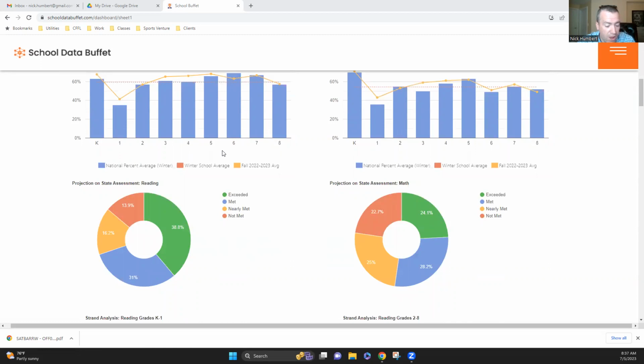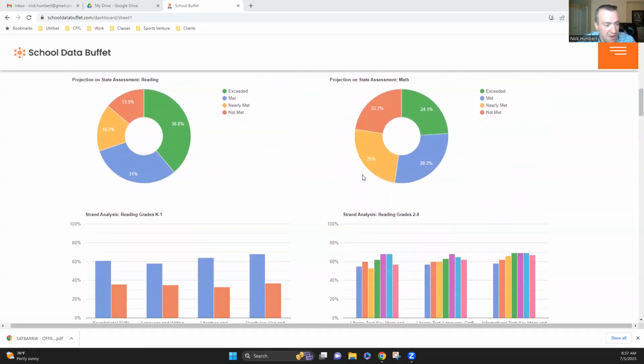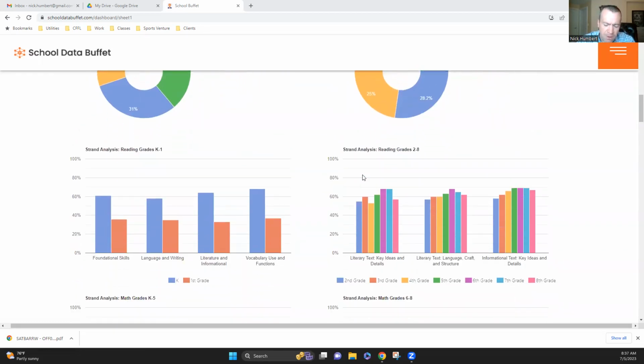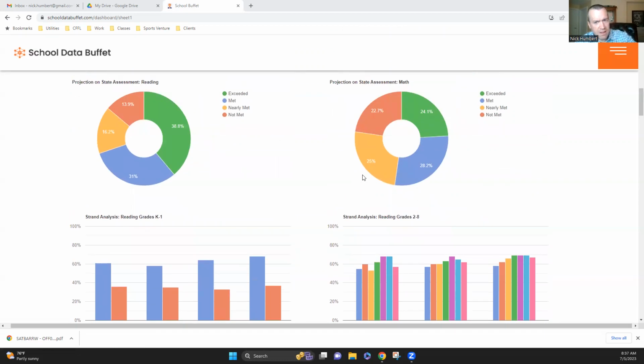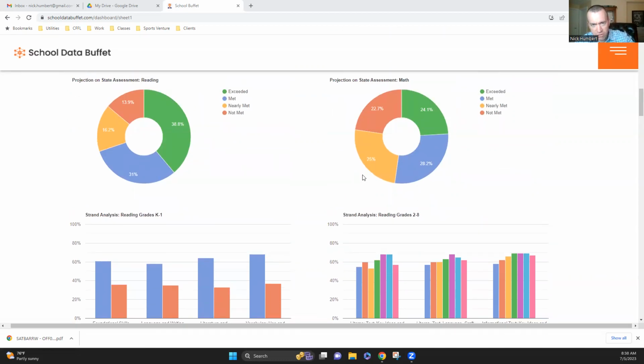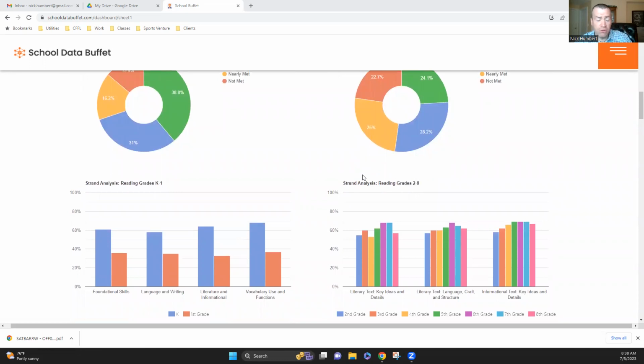Just as an FYI, most assessments that lead up to performance on state exams, kids tend to do a little lower on. Kids actually do a little bit better on the actual state assessment. So game day, they tend to perform a little bit better than on some of the assessments that you will see throughout the year. So if you look at this at the beginning, a lot of this would be more administrative and school leadership driven.